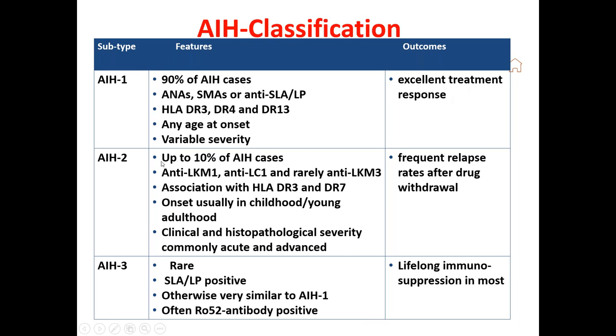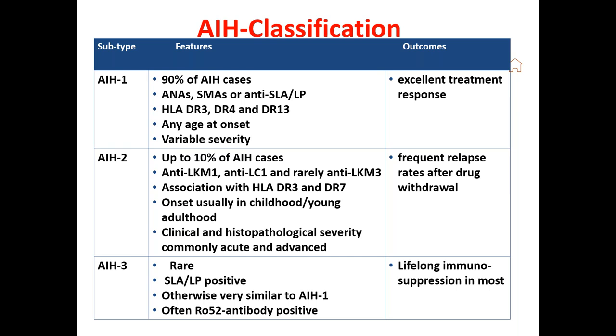Type 2 autoimmune hepatitis contributes to only 10% of the cases. The antibodies we see in type 2 are anti-liver kidney microsome 1, anti-liver cytosol antigen, and rarely anti-LKM3. It is generally associated with HLA DR3 and DR7. Autoimmune hepatitis type 2 is generally seen in childhood or young adulthood, and most commonly the disease is advanced or has an acute presentation, unlike type 1. Another problem with type 2 is that there are frequent relapses once you stop the drug, so you have to do lifelong immunosuppression.